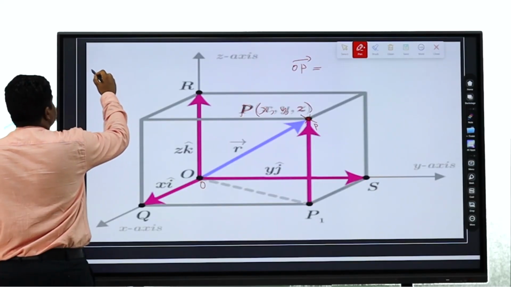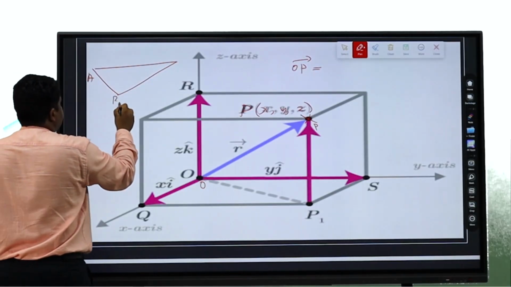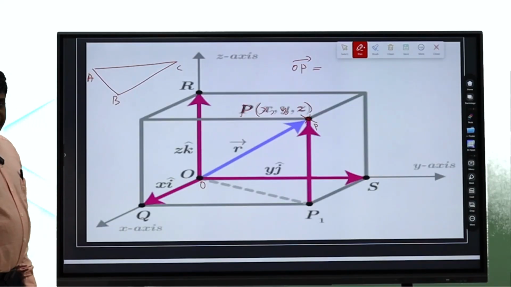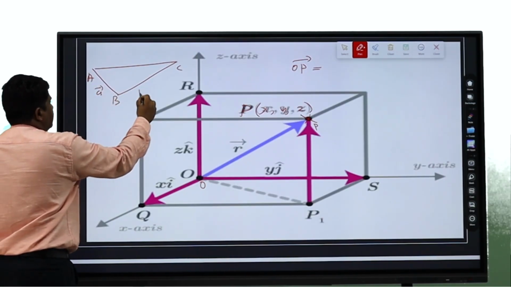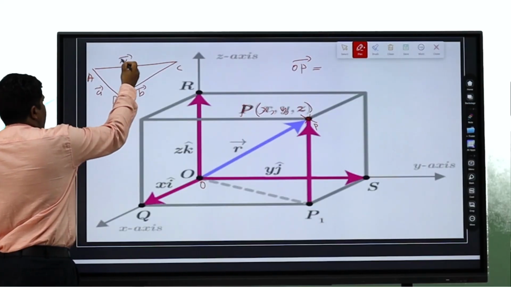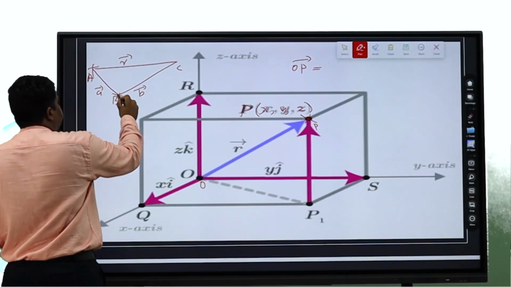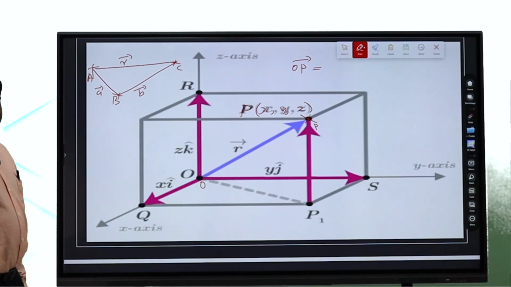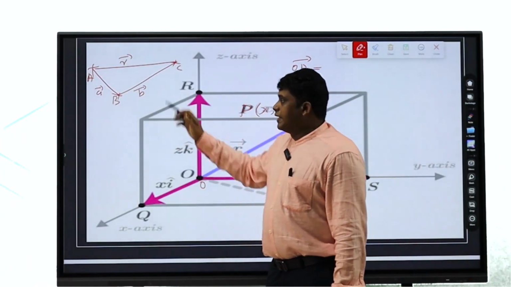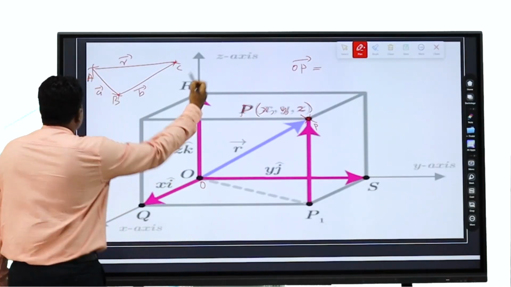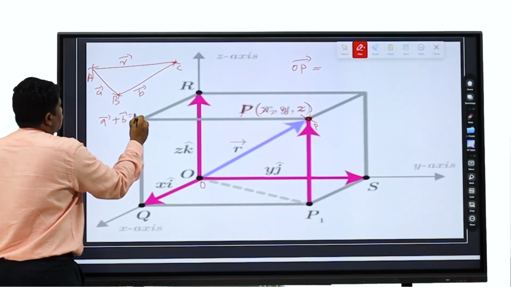Let these be A, B, C. Let a person move from A to B. Let this be vector A, and this is vector B. This is vector R. Let a person move from A to B, then move from B to C. What is the actual displacement? Yes, the actual displacement is from A to C. Then we can write it as vector A plus vector B is equal to vector R.